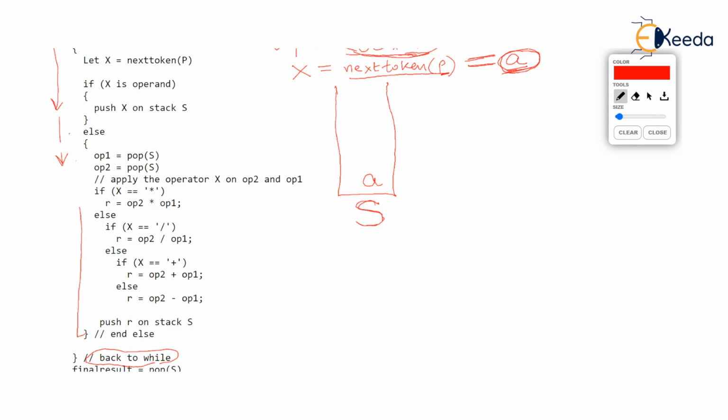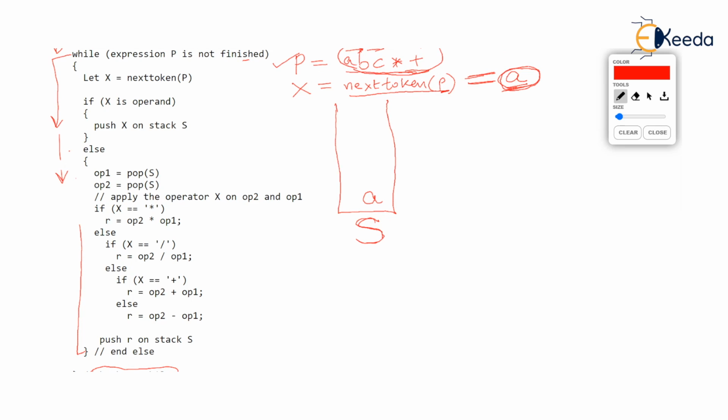So let's go back to while. And expression P is not yet finished. There are many tokens left. So we again take out the next token and load it in X. Now X is equal to next token of P, which is going to give us B. B is the next token after A, isn't it? And now we inspect what this X is. It can be either an operand or an operator. When we ask is X an operand, yes, it is an operand. It is B. So we will push that X on the stack. So B joins on top of A on the stack.